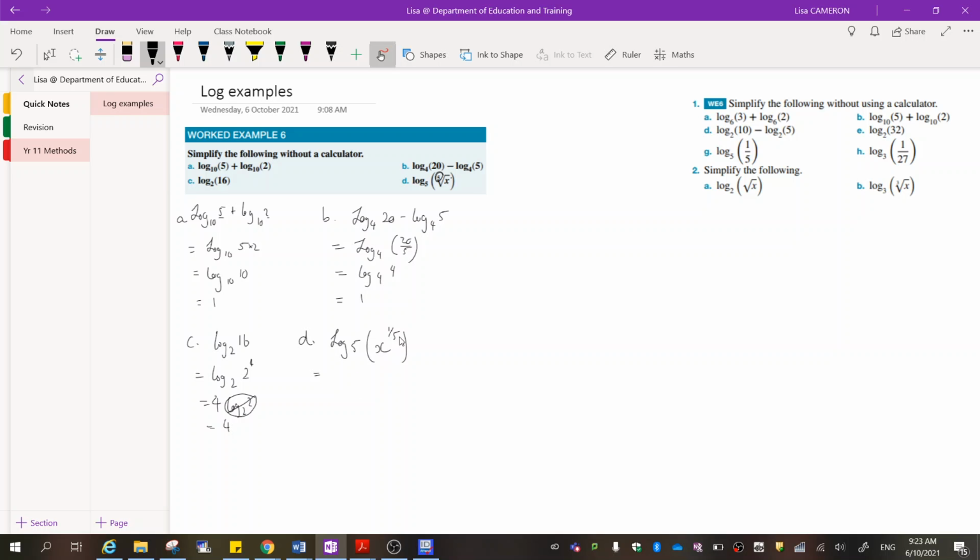Okay, so when it's like this, this power can come to the front, 1 over 5 log 5 x. Now, I would argue that this isn't any simpler. It's the same thing. It's just a different way of writing it. But in the textbooks, they're saying that when you're simplifying, this is how you do it. All right, give these questions a red hot crack.